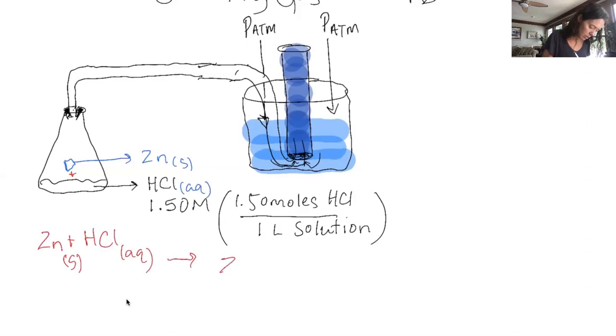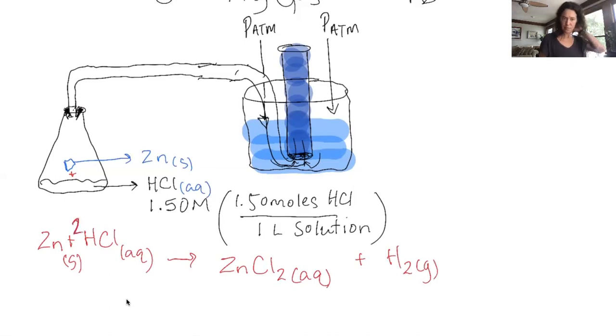And that would give us the zinc chloride, not 2, just zinc chloride, but that's not a big deal, plus hydrogen gas. All right. So we would have a 2 right here.